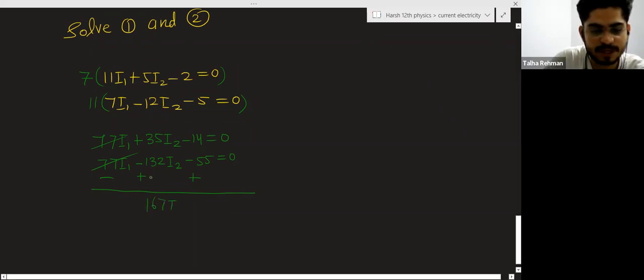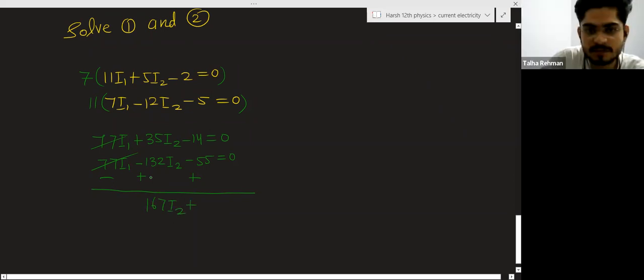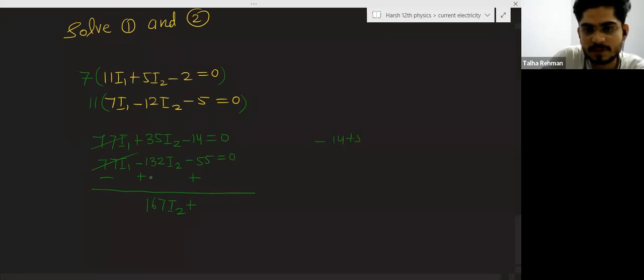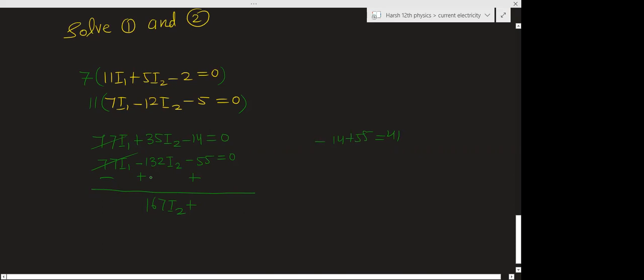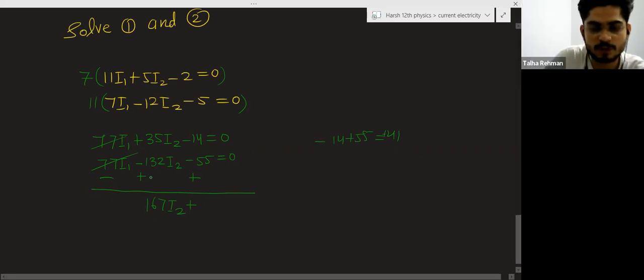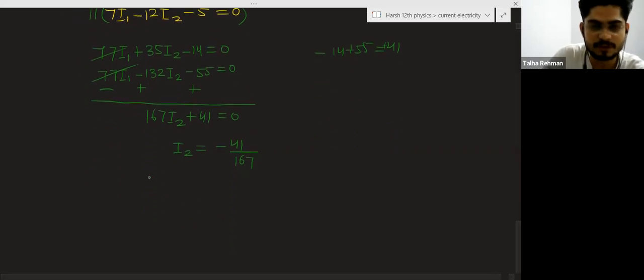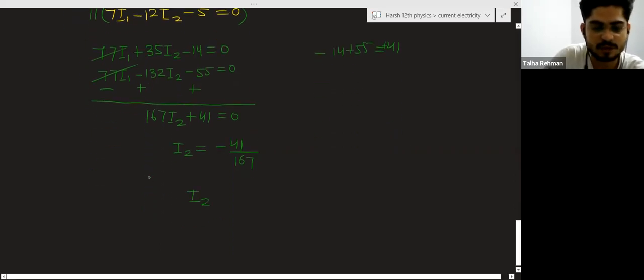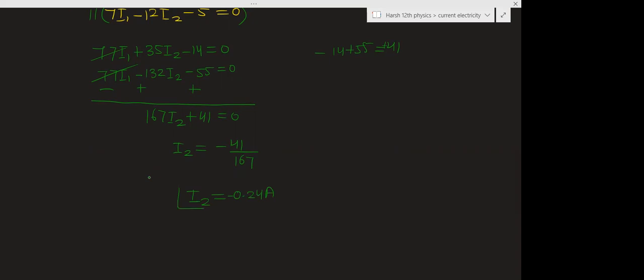Here you will get I2. Minus 14 plus 55, you will get 41. Minus plus 41, and that is equal to 0. So what is the value of I2? I2 is minus 41 by 167, and when you solve this you will get I2 is minus 0.24. 0.24 ampere is the I2.